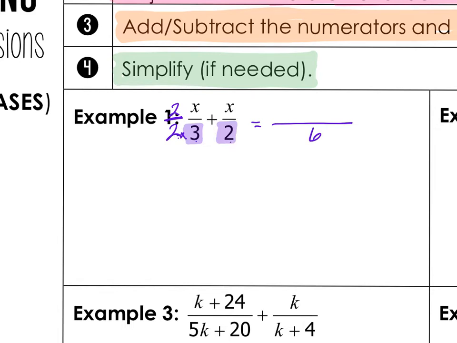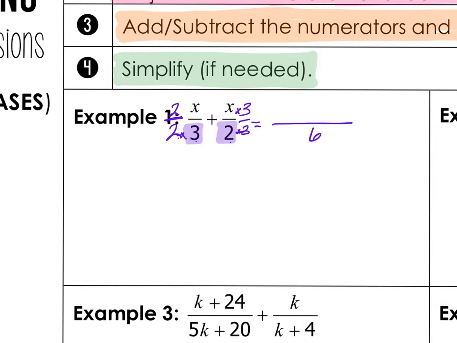And then what do I multiply 2 by to get 6? Well, I multiply by 3, and I do the same thing. If I multiply the bottom by 3, I multiply the top by 3. So I'm not changing the value of that fraction, I'm just changing how it looks. So here we go: 2 times 3 is 6, and 2 times 3 is 6. So there's my common denominator.